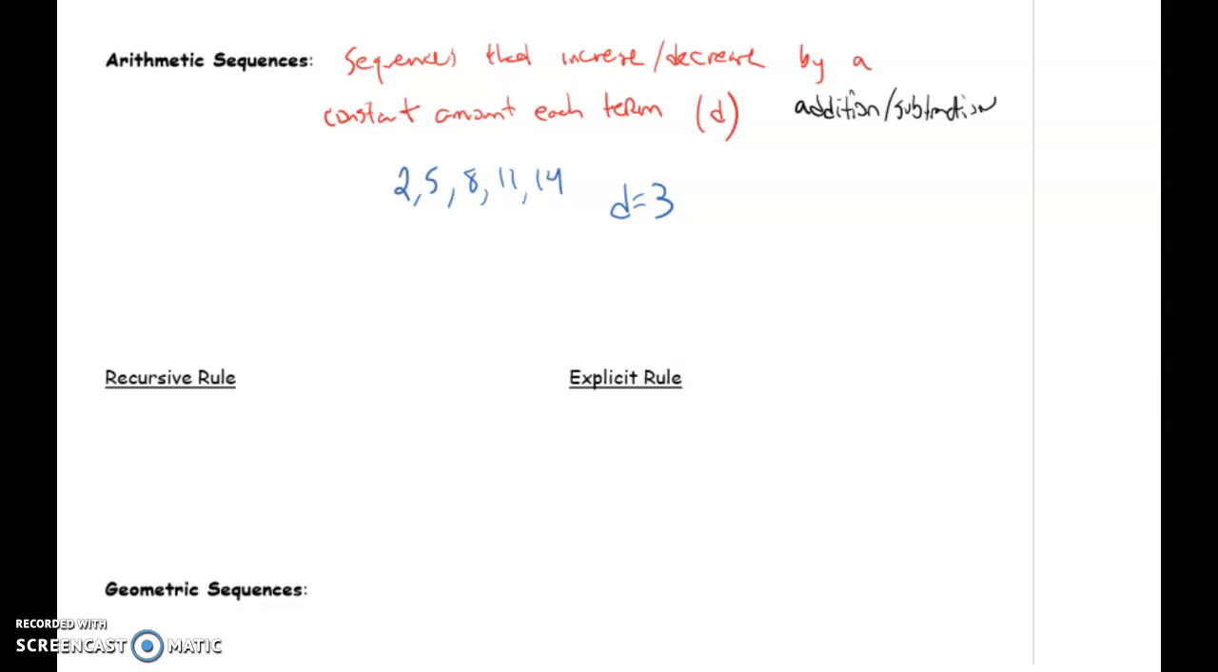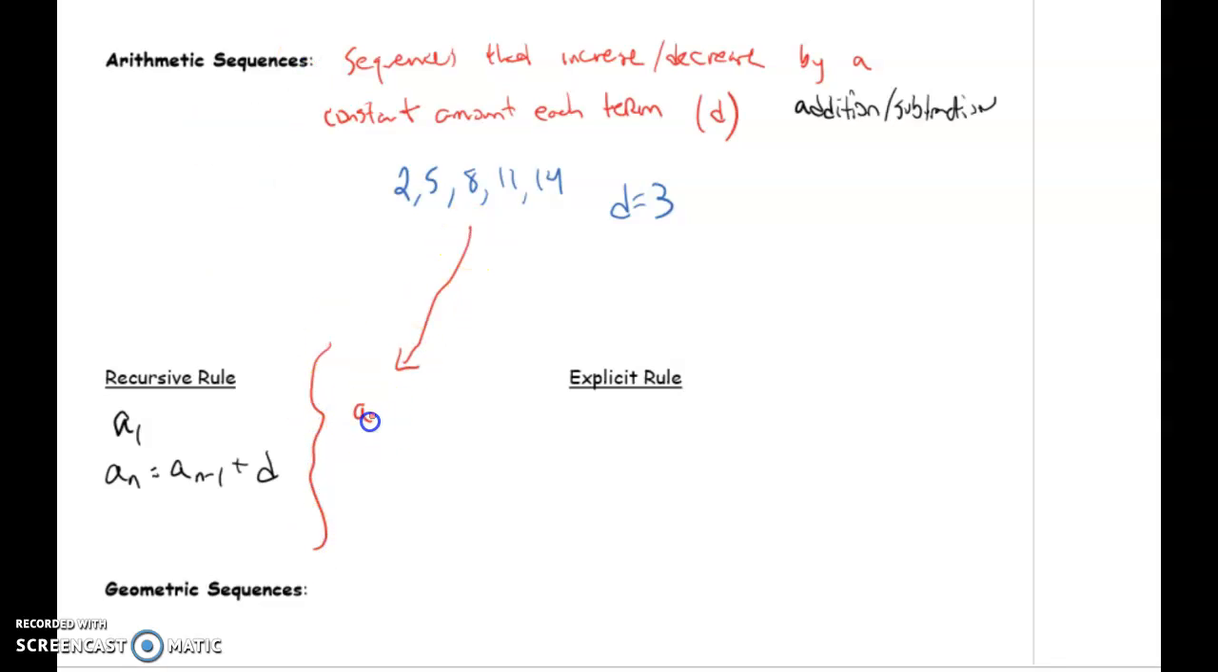Now when we write a recursive rule for an arithmetic sequence, we first write what the first term is, and then we say that starting with the second term, the nth term is equal to the previous term, n minus 1, plus whatever that common difference is. So in this case, if we wanted to write a recursive rule for this sequence, we would say the first term is 2, and then starting with the second term, any term is equal to the term prior to it plus 3. Notice this will give us every term in the sequence.